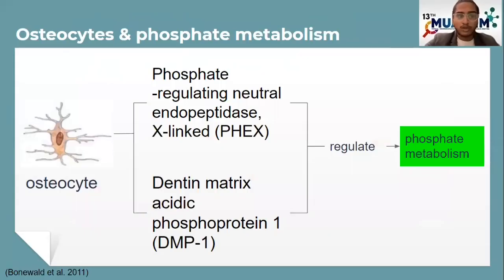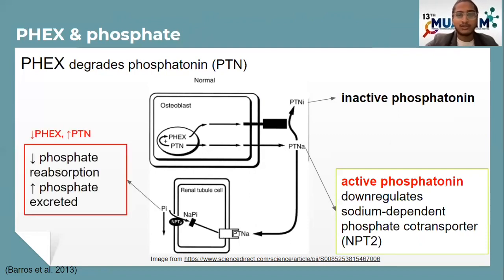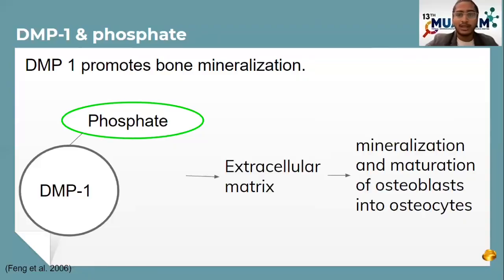So for the role of osteocyte, it mainly secretes two peptides, which are DMP1 and PHEX, which will regulate phosphate metabolism. So PHEX will degrade PTN, which is phosphatonin. So if PTN is not degraded, it will remain active and downregulate NPT2. If less PHEX is produced, more active PTN will be available, which will lead to reduced phosphate absorption and increased phosphate excretion. So DMP1 will carry phosphate to extracellular matrix, providing phosphate for mineralization, which is in order for osteoblasts to mature to osteocyte.